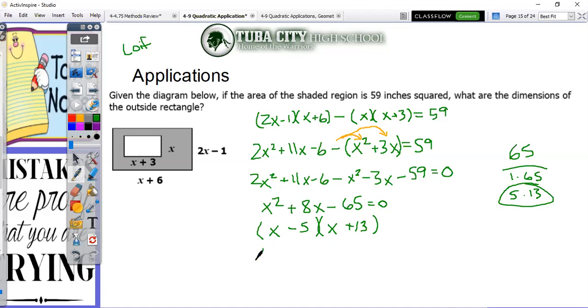Okay, so I'm going to go ahead and set both of them equal to 0, because that's why we need them to be set to 0, so we can use the zero product property.